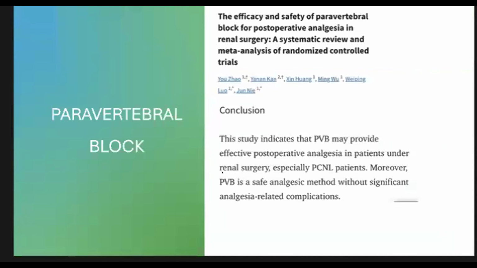Coming to the paravertebral block, a study by Yu Zhao concluded that the paravertebral block may provide effective postoperative analgesia in patients undergoing renal surgery, especially in PCNL patients. So most of the studies that were conducted were for percutaneous nephrolithotomy patients, and not a lot of cases on radical nephrectomy were conducted in this study.